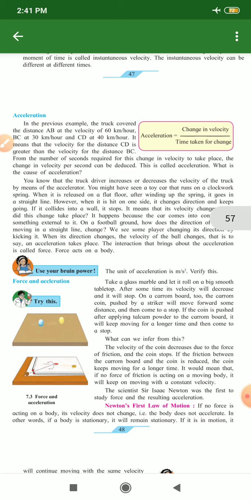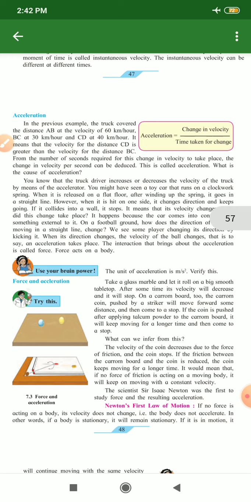Force and acceleration. Take a glass marble and let it roll on a big, smooth tabletop. After some time, its velocity will decrease and it will stop. On a carom board too, the carom coin pushed by a striker will move forward some distance and then come to a stop. If the coin is pushed after applying talcum powder to the carom board, it will keep moving for a long time and then come to a stop.